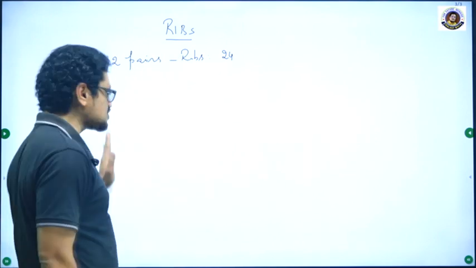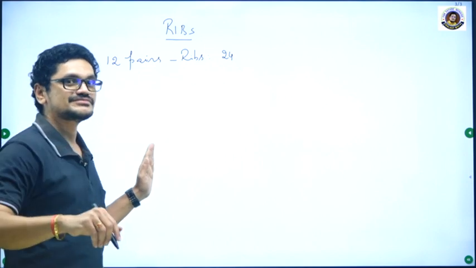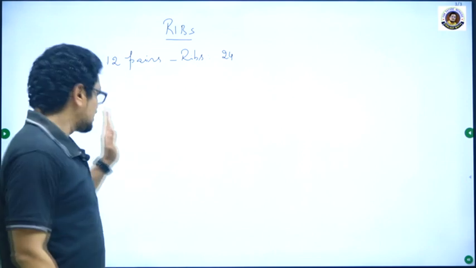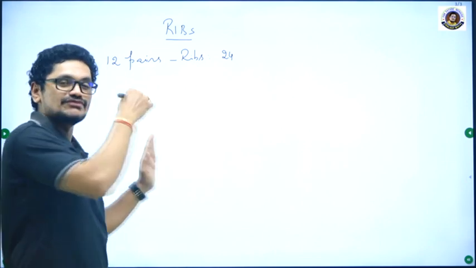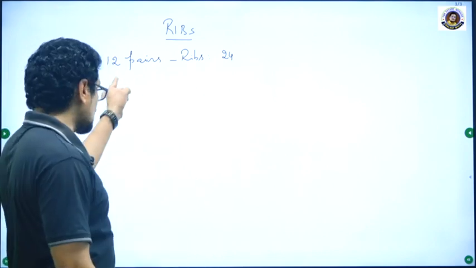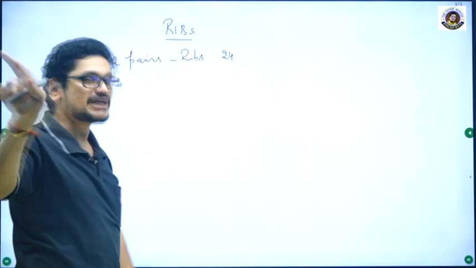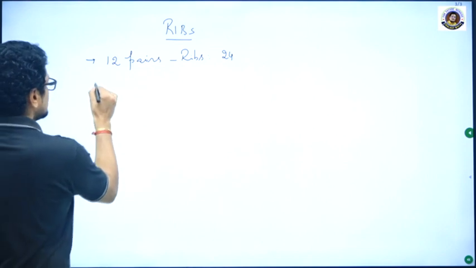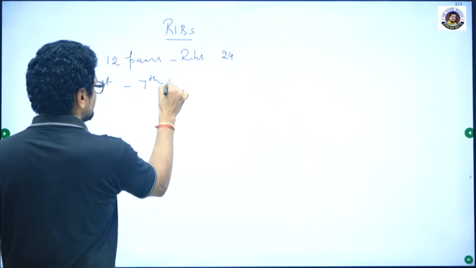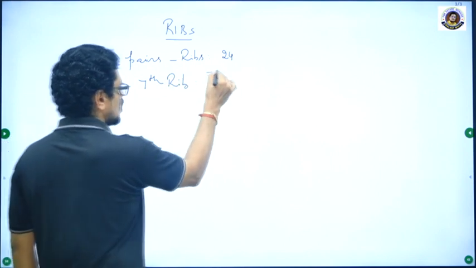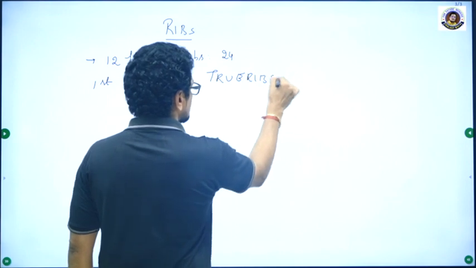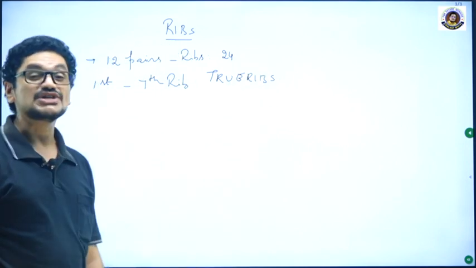If it is the question, in the first option they will give 12. They ask regarding the number, how many bones are present. In the first option, they have given 12. Most of the students will pick 12. No, the number of pairs is 12, so 12 pairs of ribs are present. Number is 24, okay? And then, first rib to seventh rib, they are called true ribs. The first seven pairs of ribs are called true ribs.